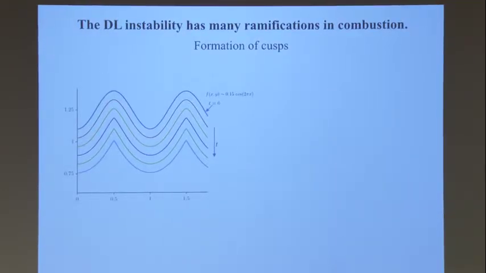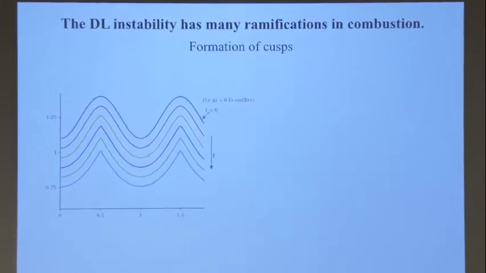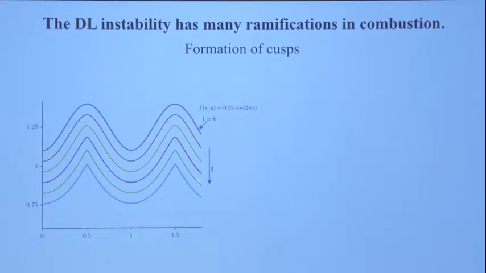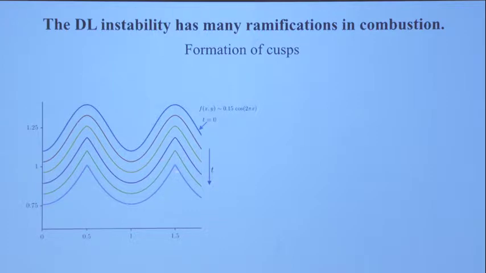So here are a few of the consequences of the Darrieus-Landau instability. If you start with a sinusoidal flame as the blue curve on top at t equal to 0, as you advance, since the flame propagates always along the normal at a constant speed, clearly the convex section towards the unburned gas is spread, but the concave forms a cusp. And so one of the signatures of the Darrieus-Landau instability is the formation of these very sharp cusps.